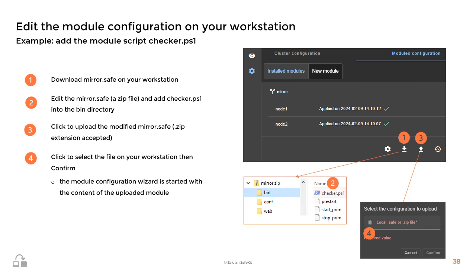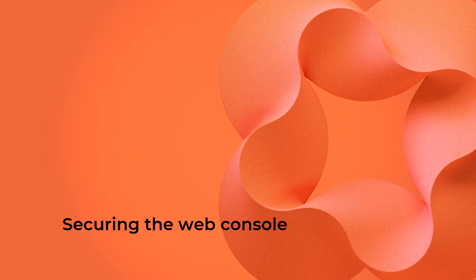Next, upload the new mirror.safe file to the console. This action will launch the module configuration wizard with the contents of your file. The new contents will be visible in the wizard. Finally, save and apply the new configuration on both nodes in the wizard. Let's take a closer look at how to secure the web console.